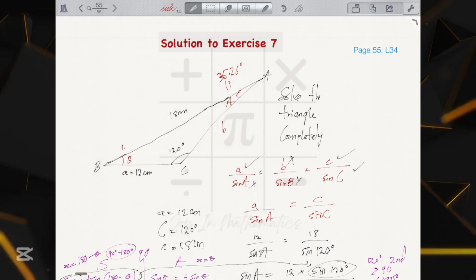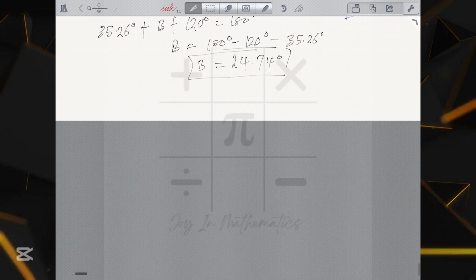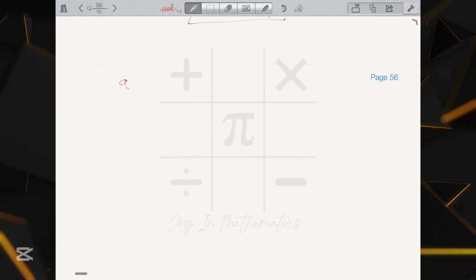Now we have 24.74 degrees to be angle B. Let's write it, 24.74 degrees. Now we have angle A, we have angle B, and all we are looking for now is length B. So now let's write it into our formula. We have a divided by sine A is equal to b divided by sine B, which is equal to c divided by sine C. We have length c, we have angle C, we have angle B, and we are looking for length b. So using b divided by sine B is equal to c divided by sine C.